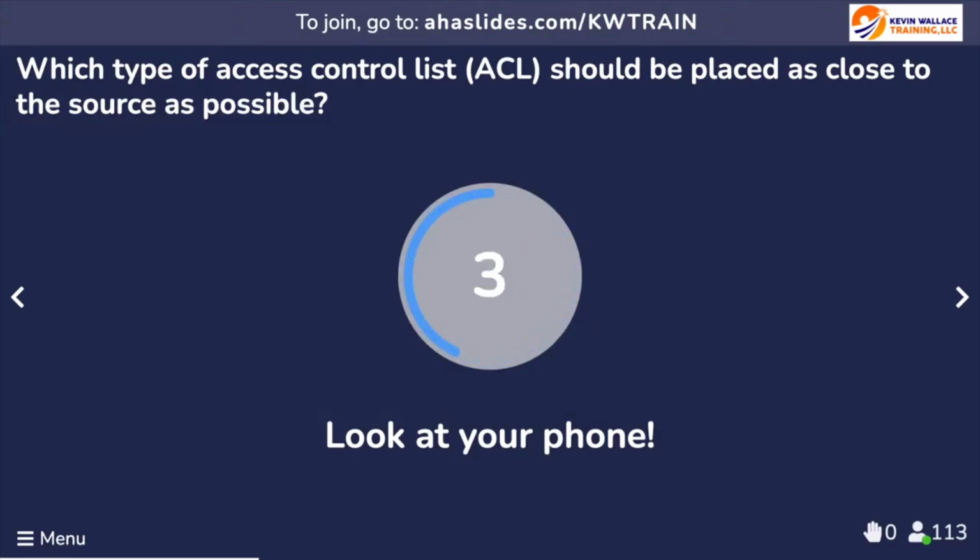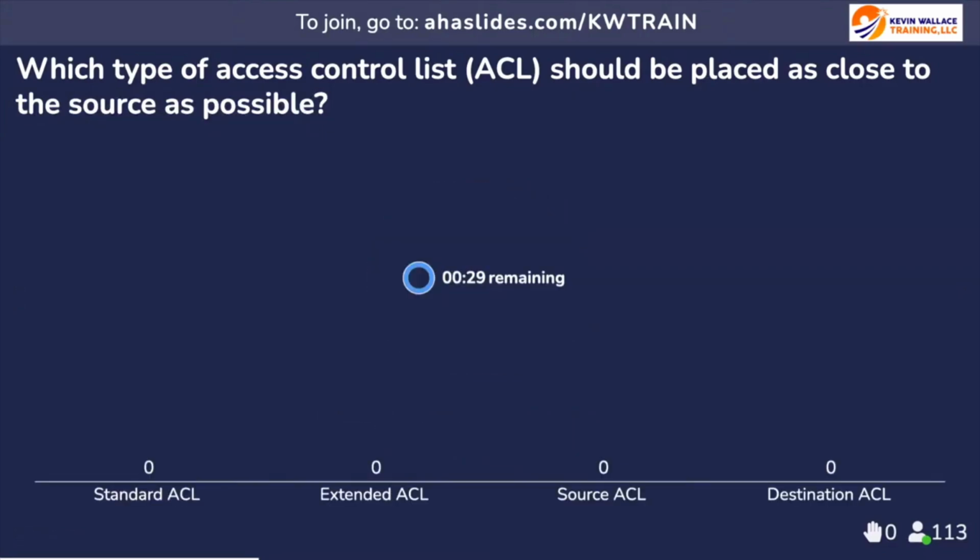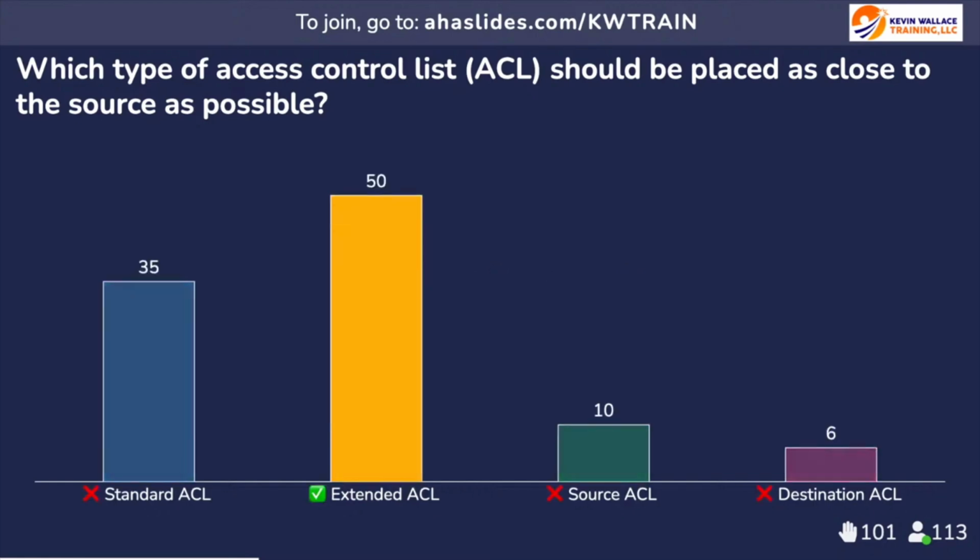Which type of access control list should be placed as close to the source as possible? Is it a standard ACL? Is it an extended ACL? Is it a source ACL? Or is it a destination ACL? All right, time's up. Let's check it out. And it looks like most people chose extended ACL.